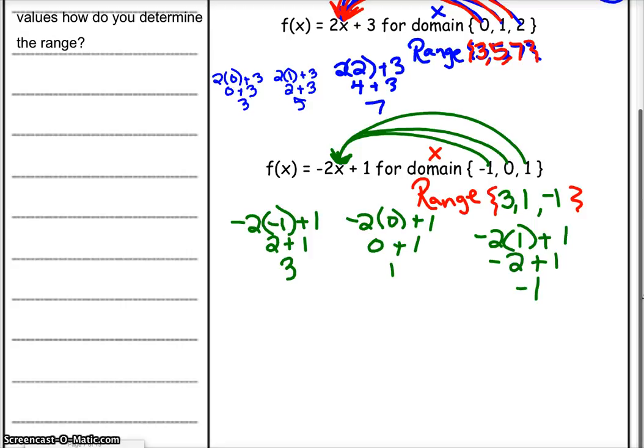So that's your learning target today. I'm going to give you a set of domain values. I want you to find the range. Okay, and that just means plug each number in and make a separate set.